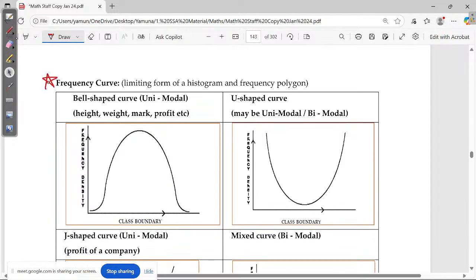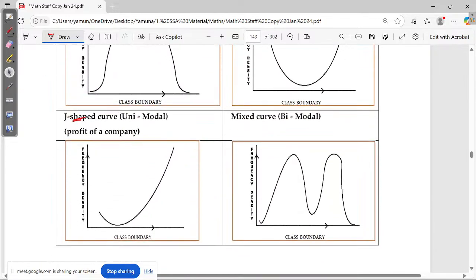This is quite important. Frequency curve. When we draw a curve, usually we'll get any of these types of figures. Bell shaped. It will be like a bell. U-shaped, you will get a U-shaped curve. Then J-shaped, it will be like an umbrella stick where you can hold your hands.